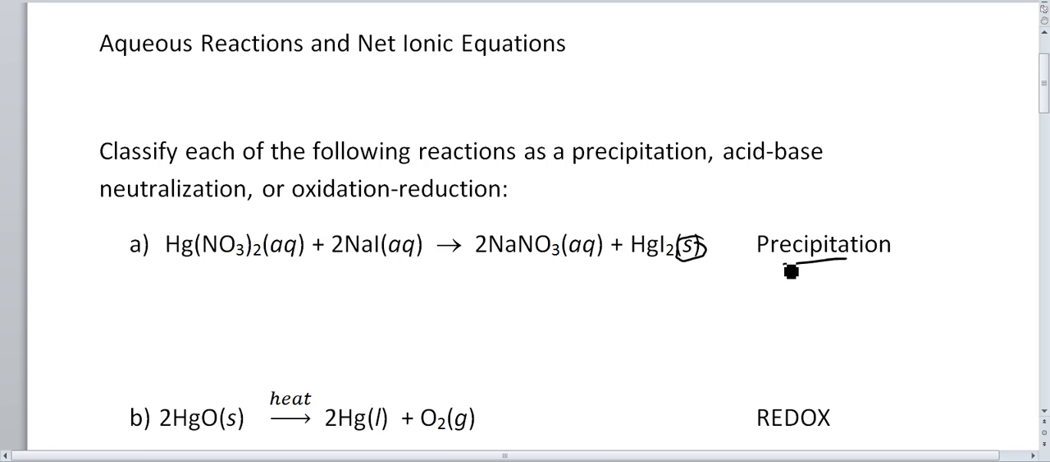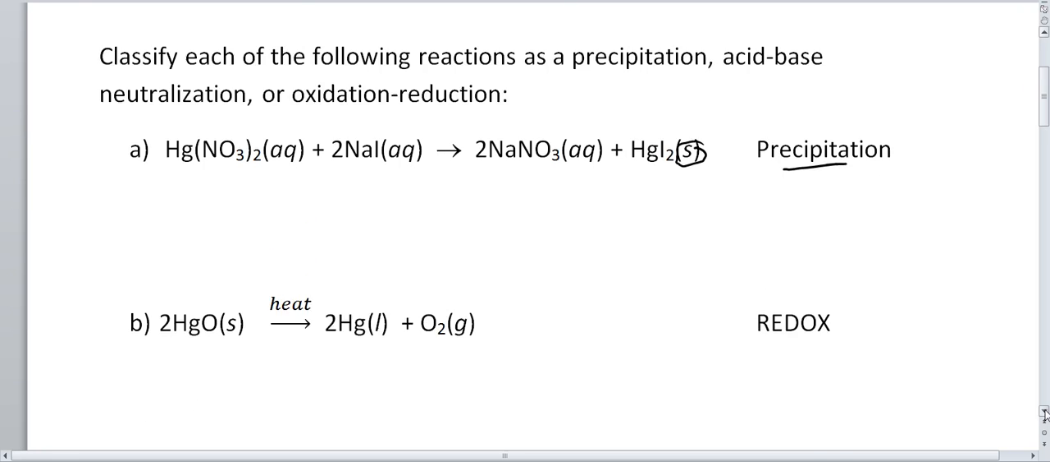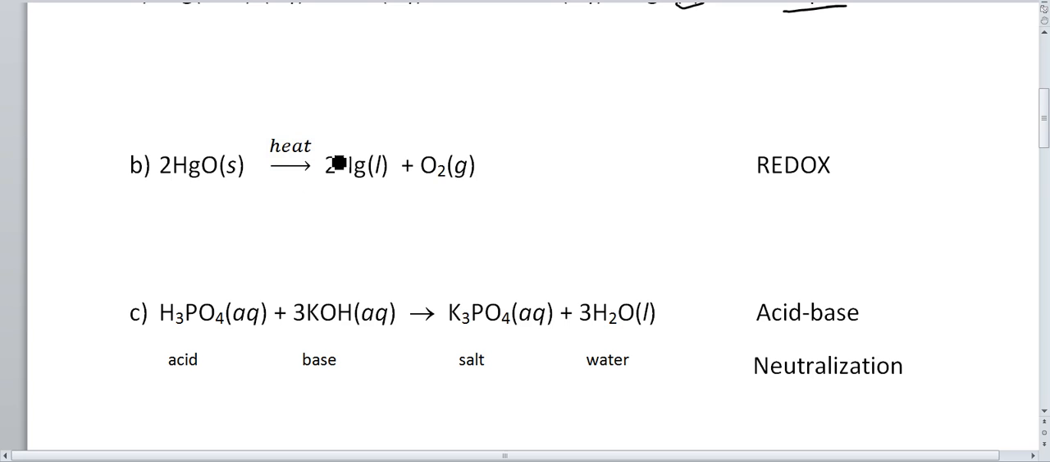precipitation reaction. The next one is a redox reaction, and you can tell that by looking at mercury, easily, mercury and oxygen. Here, this is a mercury(II) ion, or +2. Here, mercury has an oxidation number of 0. So, just by that, you know there has been a transfer of electrons. And if you have oxidation, you clearly have reduction. You're not asked to find which one it is, but it is a redox, oxidation-reduction reaction.